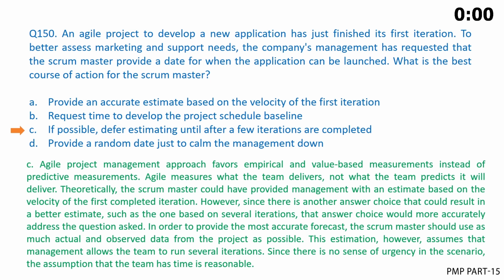However, since there is another answer choice that could result in a better estimate, such as the one based on several iterations, that answer choice would more accurately address the question asked. In order to provide the most accurate forecast, the Scrum Master should use as much actual and observed data from the project as possible. This estimation, however, assumes that management allows the team to run several iterations. Since there is no sense of urgency in the scenario, the assumption that the team has time is reasonable.